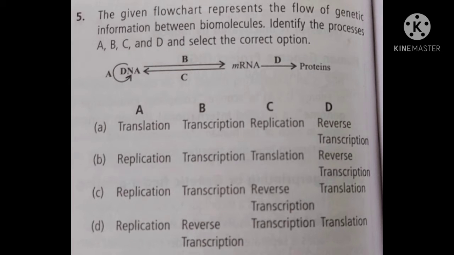The given flowchart represents the flow of genetic information between biomolecules. Identify the processes A, B, C, and D and select the correct option.